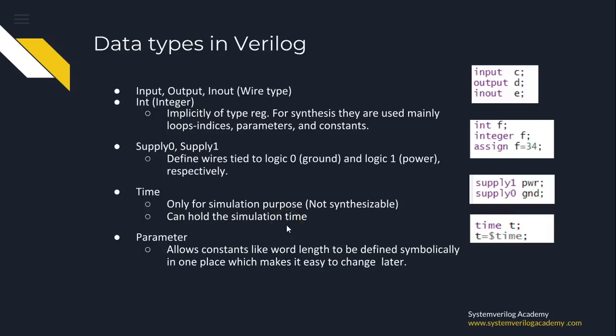Next data type is parameter. Like any other programming language, parameters will define constant values to the string, making the code more readable and reusable. They are defined using the keyword parameter. Here is an example of defining a parameter named width with value equals 32, and using it later to declare a wire type variable v.